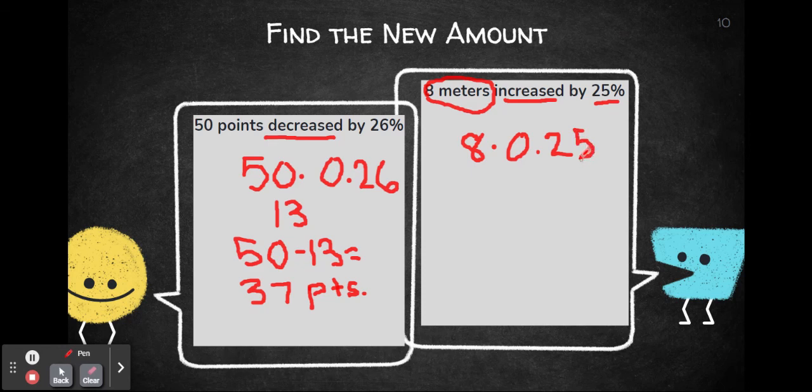8 times 25 hundredths is equal to 2. Since this was an increase, should you add 2 to the original amount or subtract 2 from the original amount? If you said that you should add, you are absolutely correct. And 8 plus 2 would be 10 meters for the new amount.